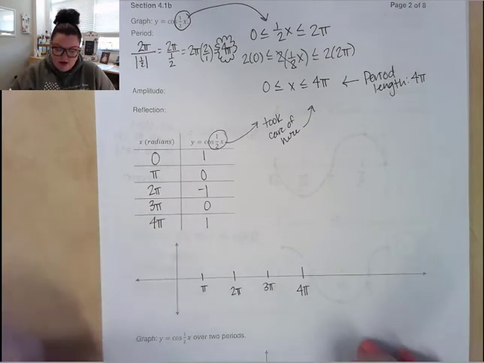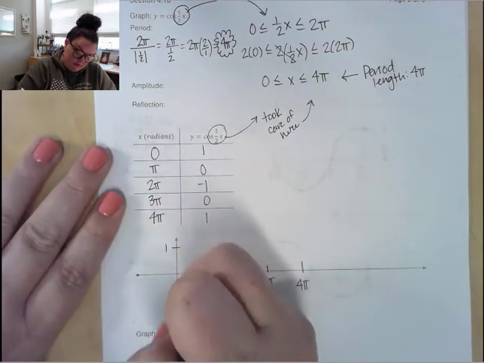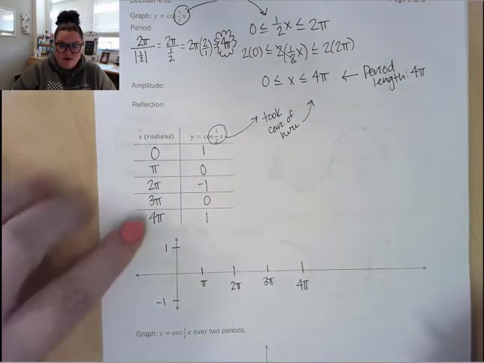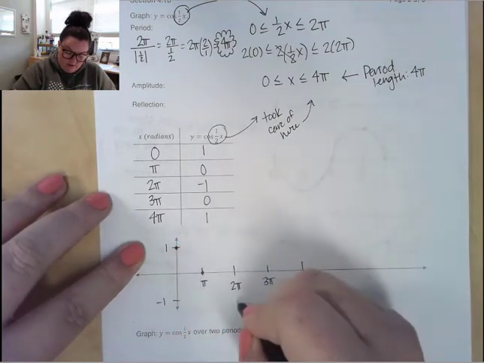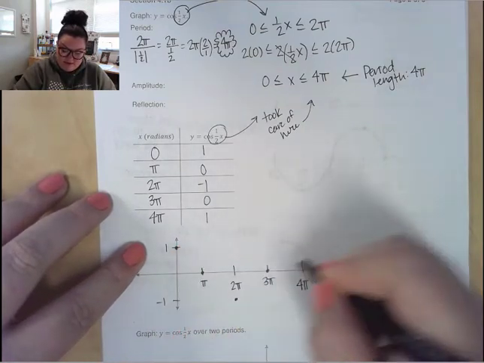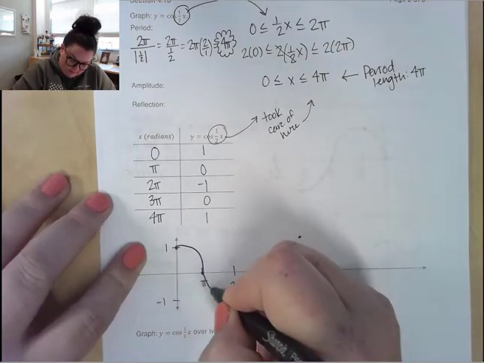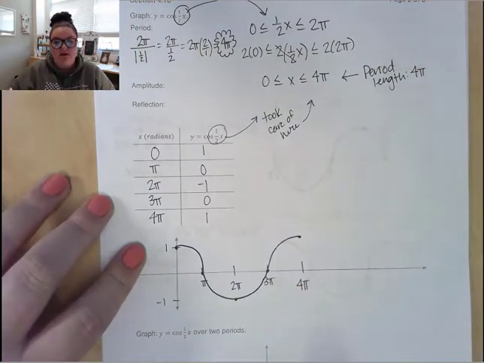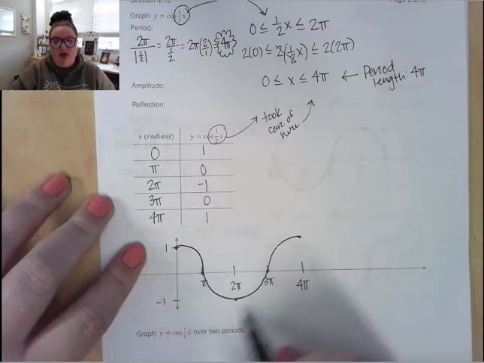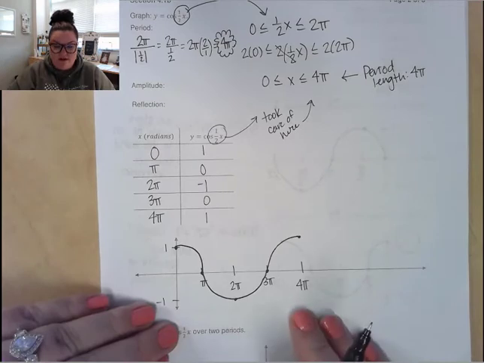Okay. All right. So now that we have our outputs, we're going to put them on here. So this is from 1 to -1. So we start up at 1. We come down to 0. Then down to -1, back up to 0, and we end at 1. So we can see here, we get that nice cosine curve, our little cough, right? And this is over 1 period, because we found that our period length was 4 pi.